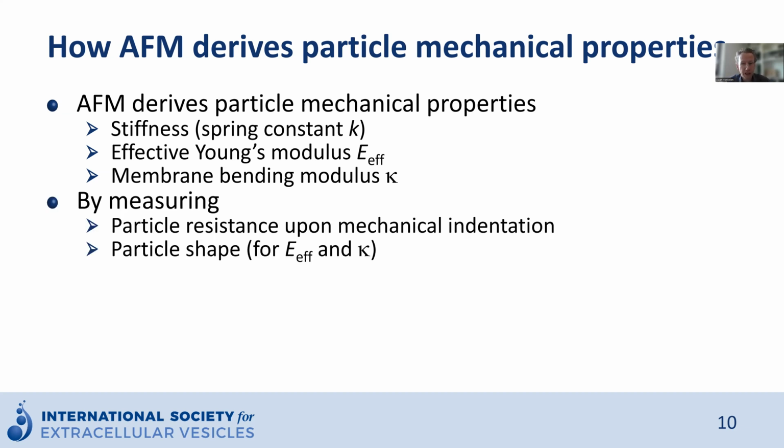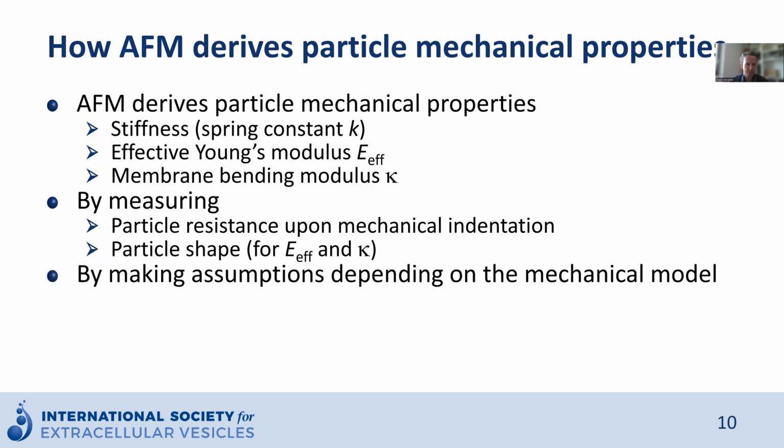So AFM measures these parameters by measuring the resistance or force upon mechanical deformation of the vesicle. And this mechanical deformation is typically done by indentation of the EV with the AFM tip. For derivation of elastic moduli, we often also require the vesicle or EV shape. The derivation of mechanical parameters involves various assumptions, which strongly depend on the indentation model, and which I will get back to in the next few slides.